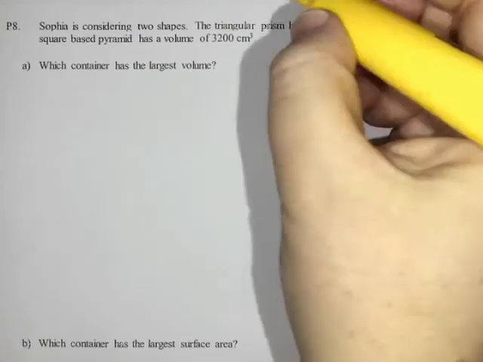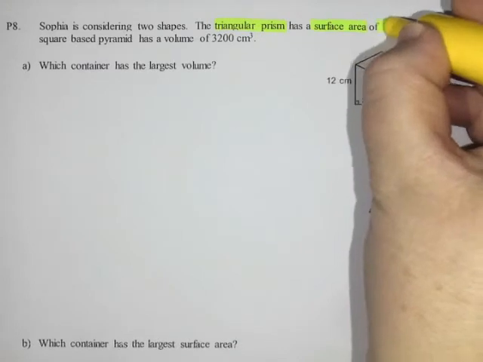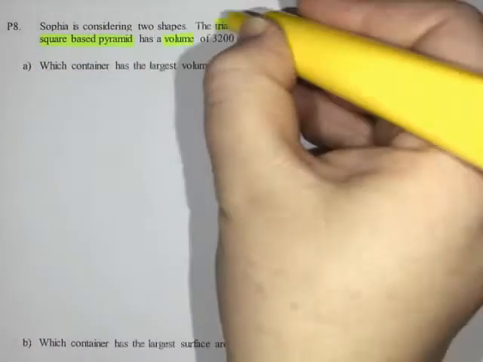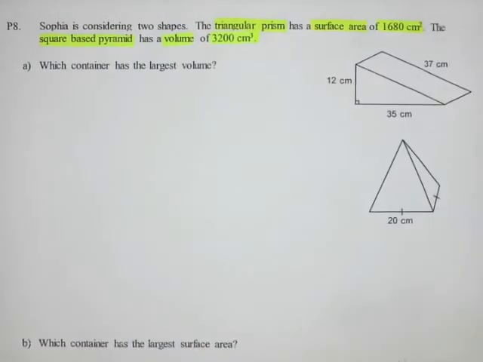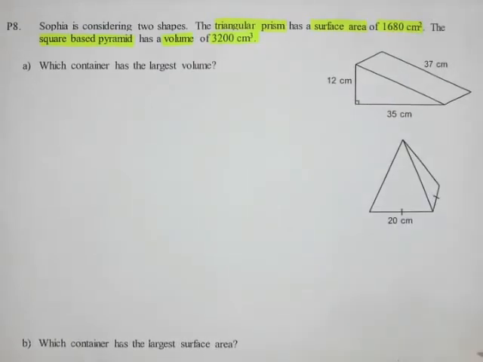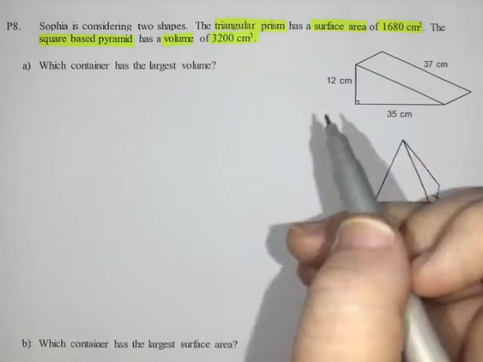So it has told me the triangular prism has a surface area of that, and the square-based pyramid has a volume of that. So it didn't give me the same information. It told me the surface area of one and the volume of the other. Which container has the largest volume? So I already know the volume of the square-based pyramid.